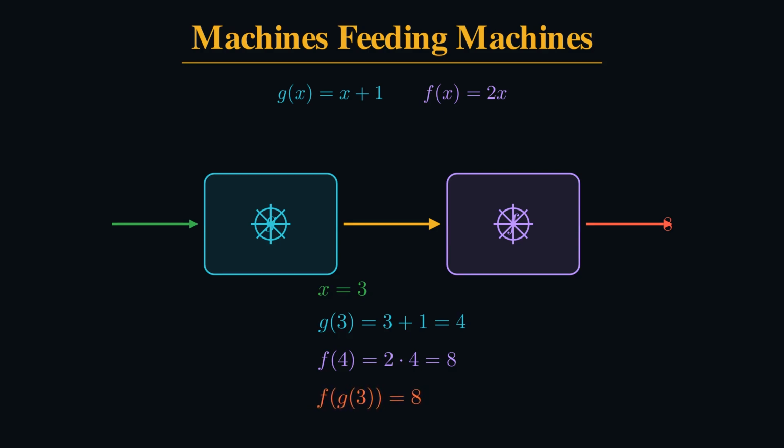Stack thousands of these machines, and you have a neural network. And when we later ask how to train it, we will need to unwind exactly this chain. That unwinding has a name, the chain rule. But that is a story for a future episode.